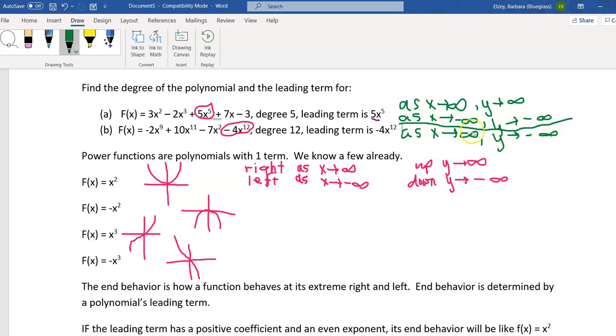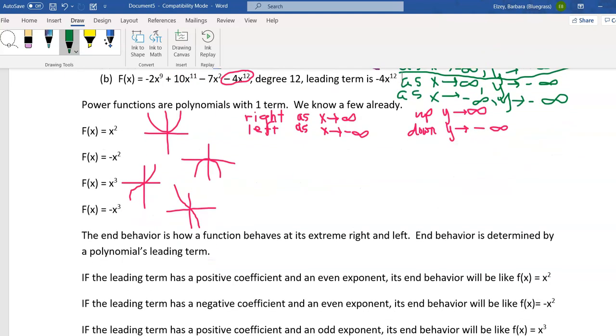Now that was the right side. As we go to the left side, again it goes down. So the interpretation of the left: as x goes to negative infinity, again y went down, so y goes to negative infinity. You will need these symbols when doing end behavior in your homework. So this is our way of writing the end behavior for these polynomials.